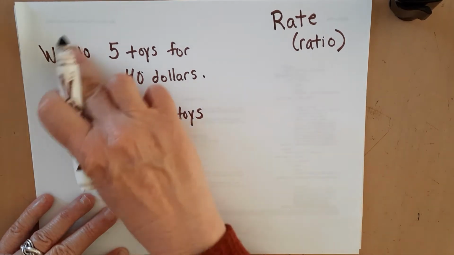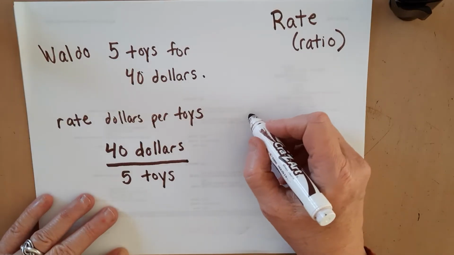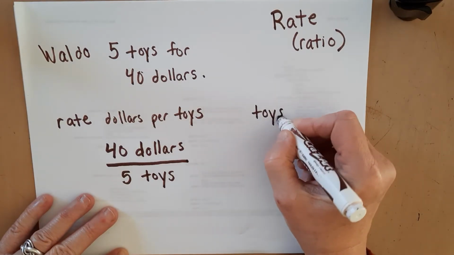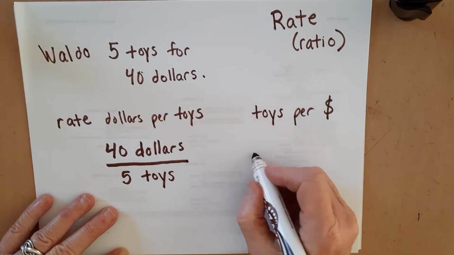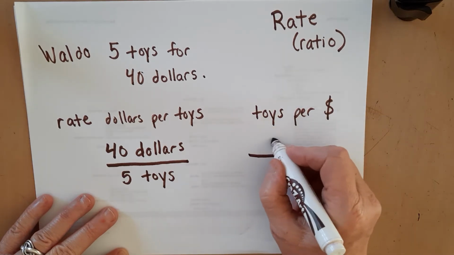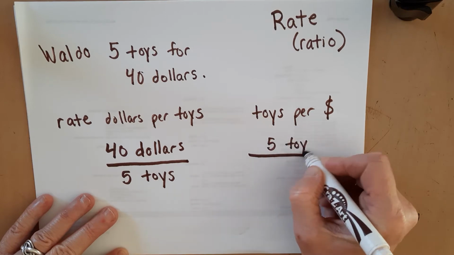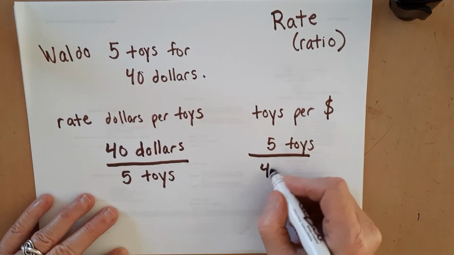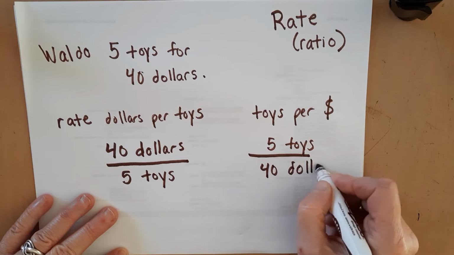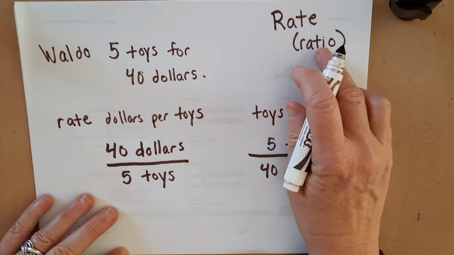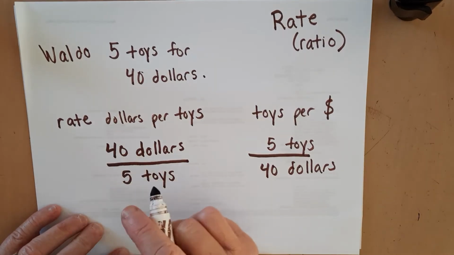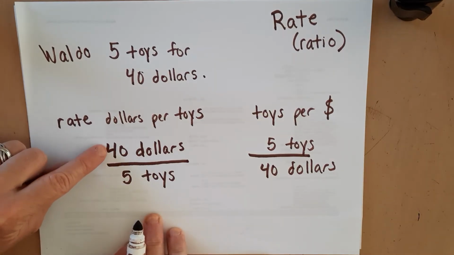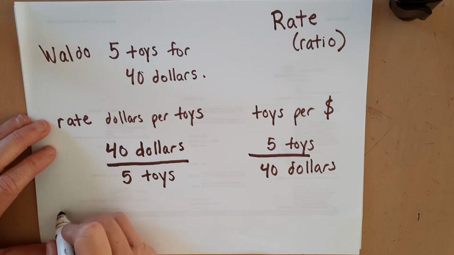We can also look at this problem and write the rate as toys per dollar. If we want to do that, then we need to put the toys in the numerator. That would be 5 toys for $40. Now, whenever we write a rate or a ratio, when we get to this point, we want to simplify this part of the fraction. We want to simplify 40 over 5.